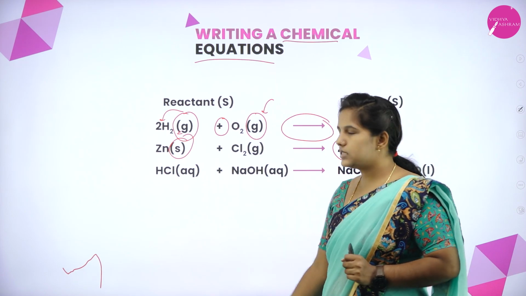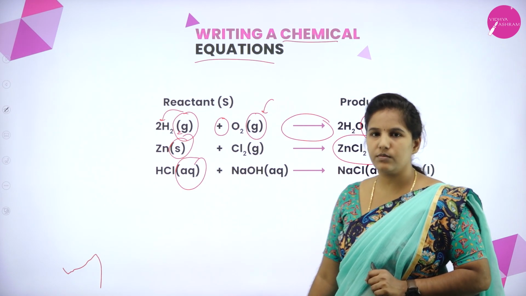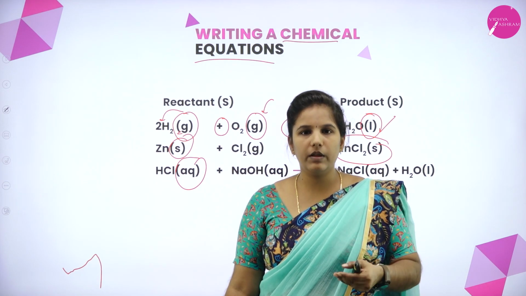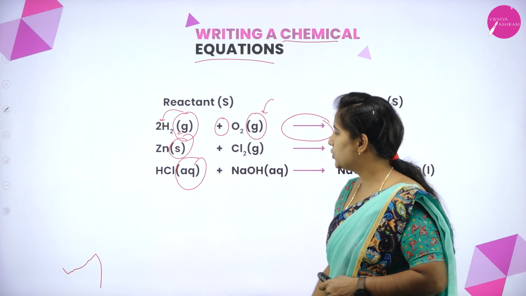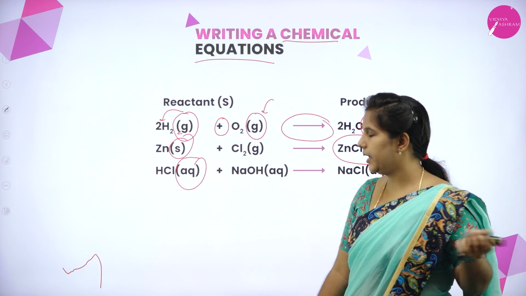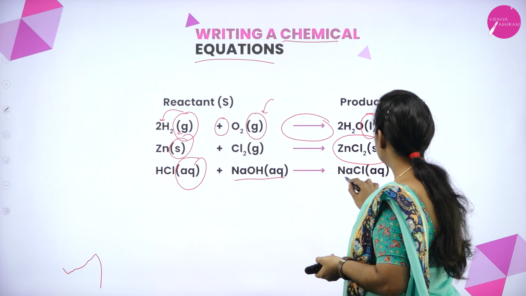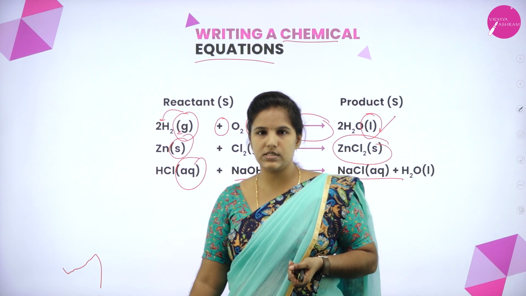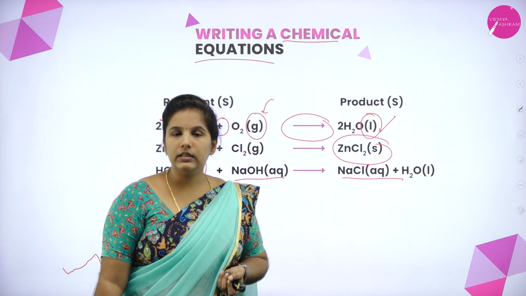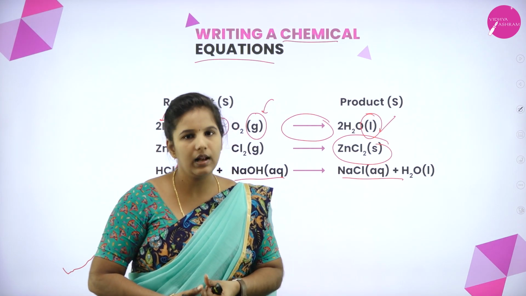Okay. Next is hydrochloric acid. So, that is present in an aqueous state. Aqueous state means that if you add water to the solid state of a substance, it forms an aqueous state. So, aqueous state means a solid substance which contains water. Hence, it is said to be an aqueous state. So, here hydrochloric acid combines with sodium hydroxide, forms sodium chloride, that is also in an aqueous state, along with the release of a water molecule, that is a liquid state. This is how we are going to write the chemical reactions by using a chemical equation.